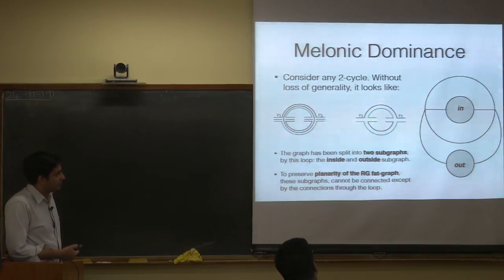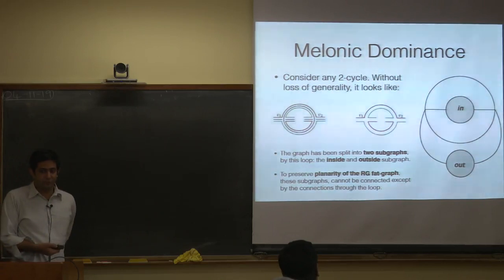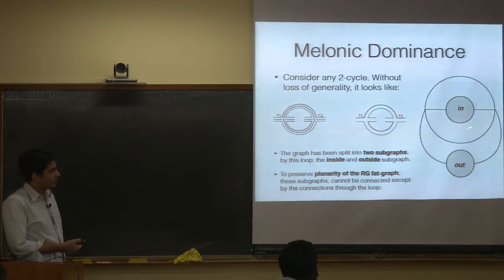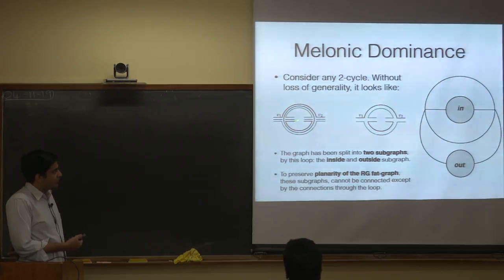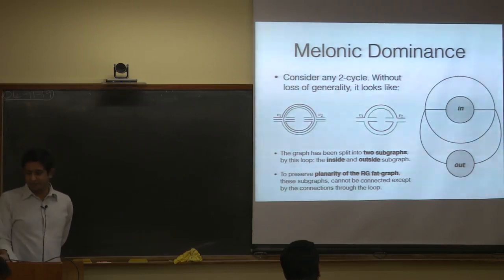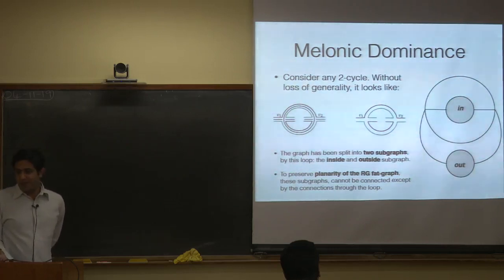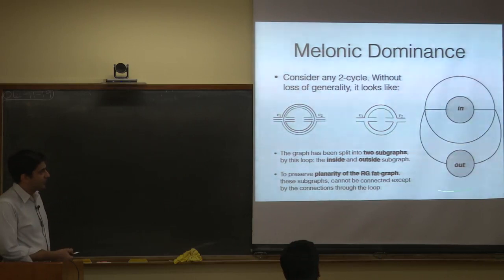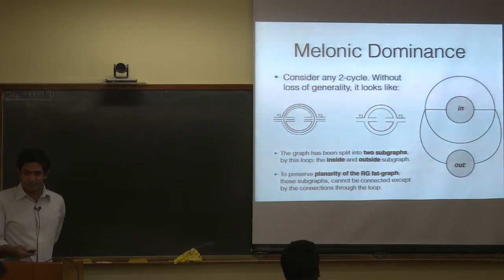Once you draw this 2-color fat graph, you see that planarity forces whatever is inside here to be disconnected from whatever is outside there. Otherwise, it wouldn't be planar. So planarity forces that these 2 subgraphs, in and out, cannot be connected to each other except by what's shown. So they're effectively disconnected. And that tells you that all the free energy diagrams have to look like this, like an inside subgraph and an outside subgraph, which are disconnected.